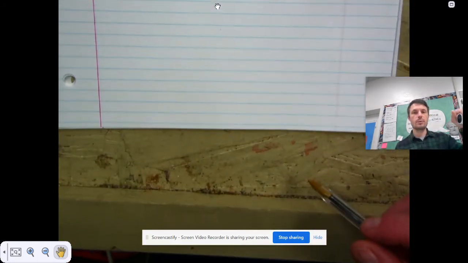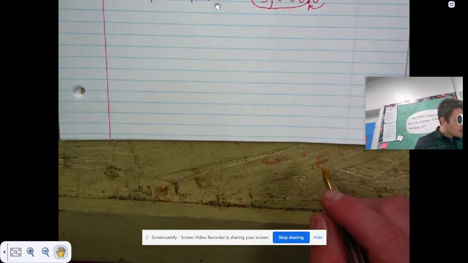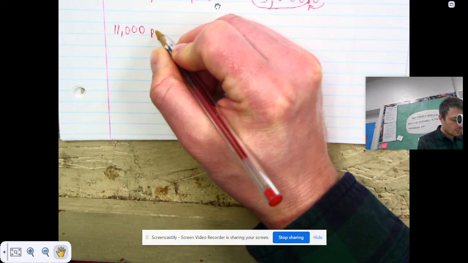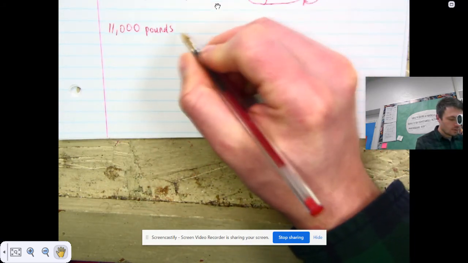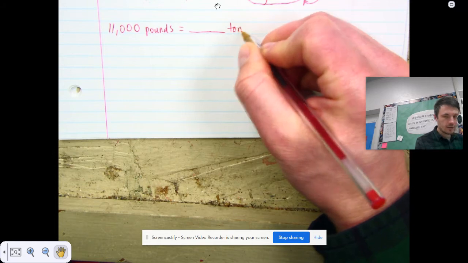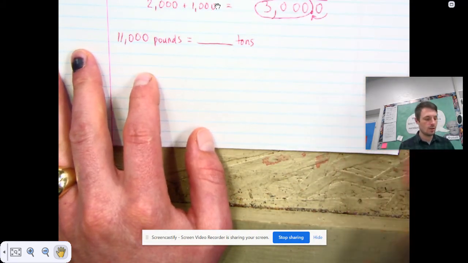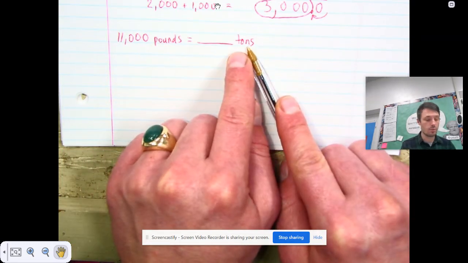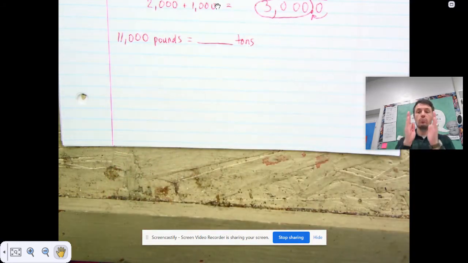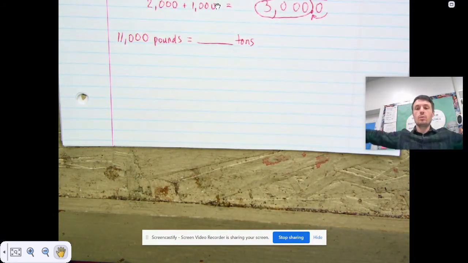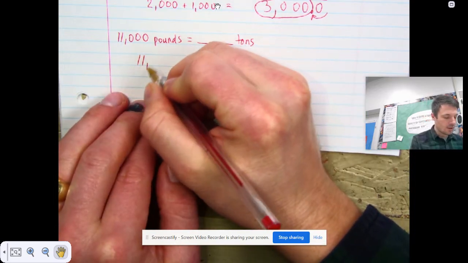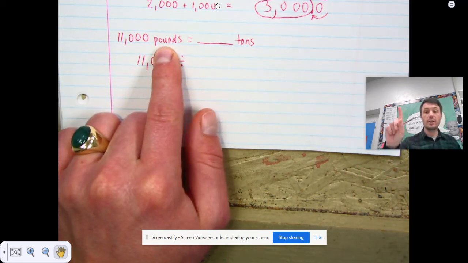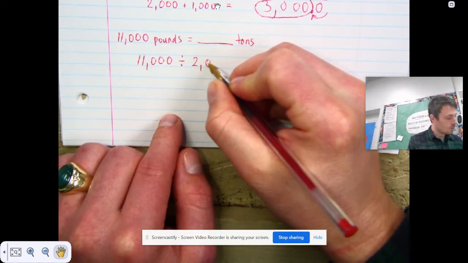Okay, let's do another example. Let's say we have 11,000 pounds, and we want to know how many tons that is. Okay, we're going from pounds to tons. Pounds are smaller than tons, so we're going from a smaller unit to a larger unit. When we're going from a smaller unit to a larger unit, we divide. So it's going to be 11,000 divided by what? The amount of pounds that can fit into 1 ton, which is 2,000.